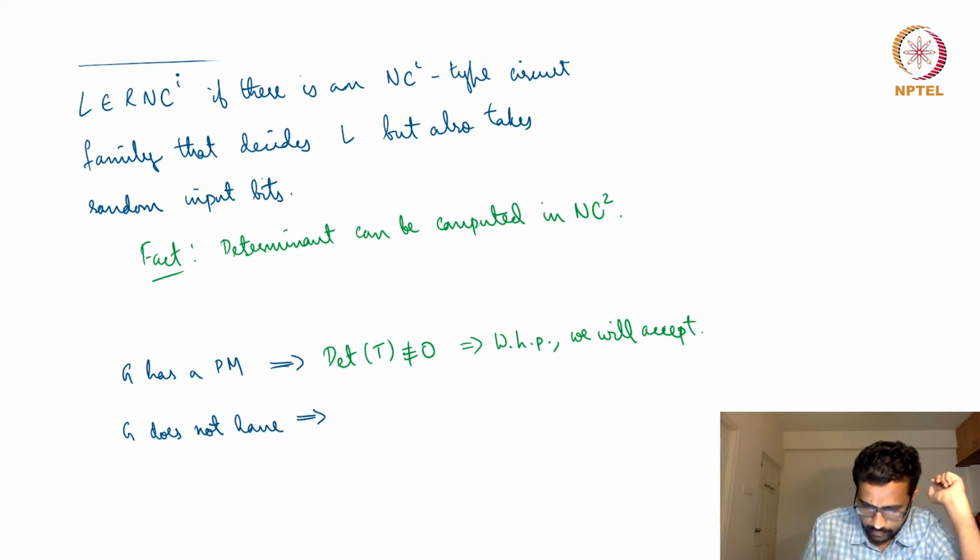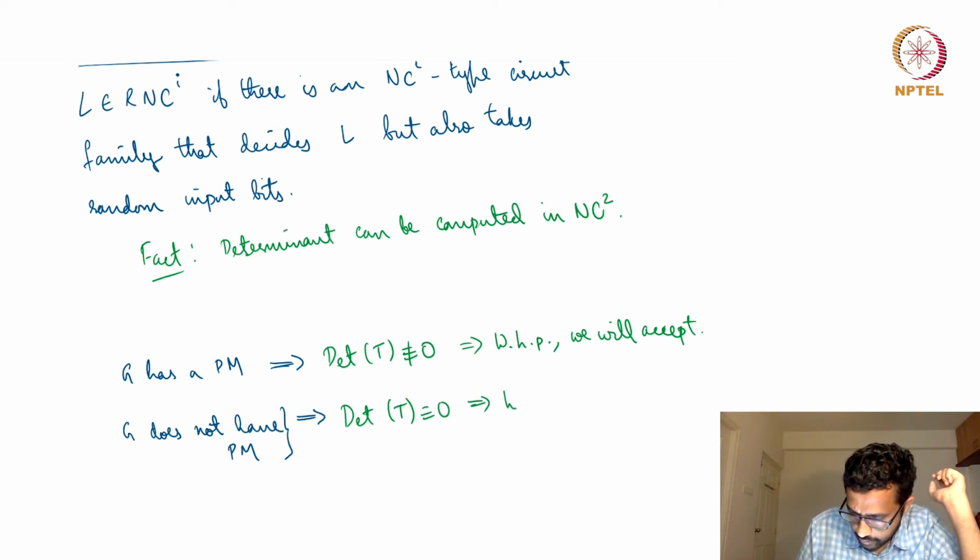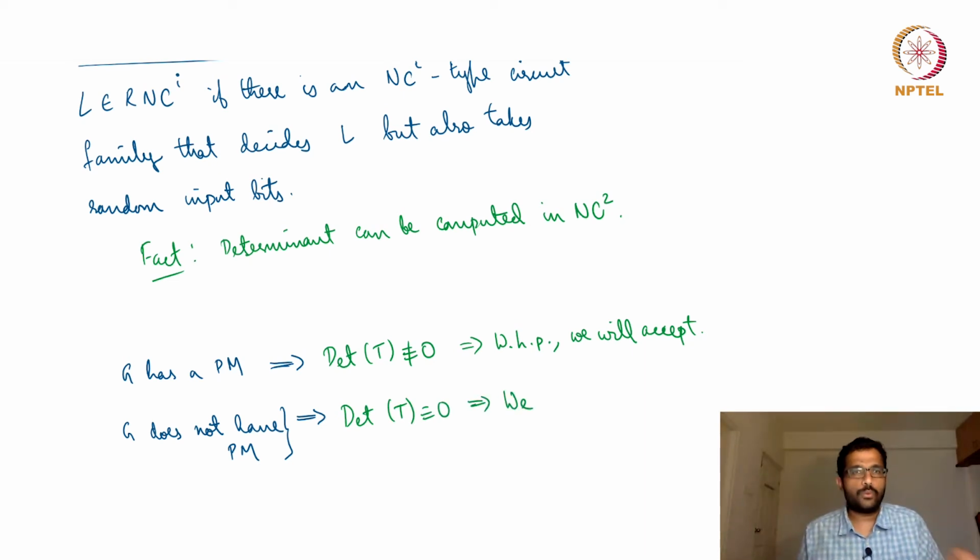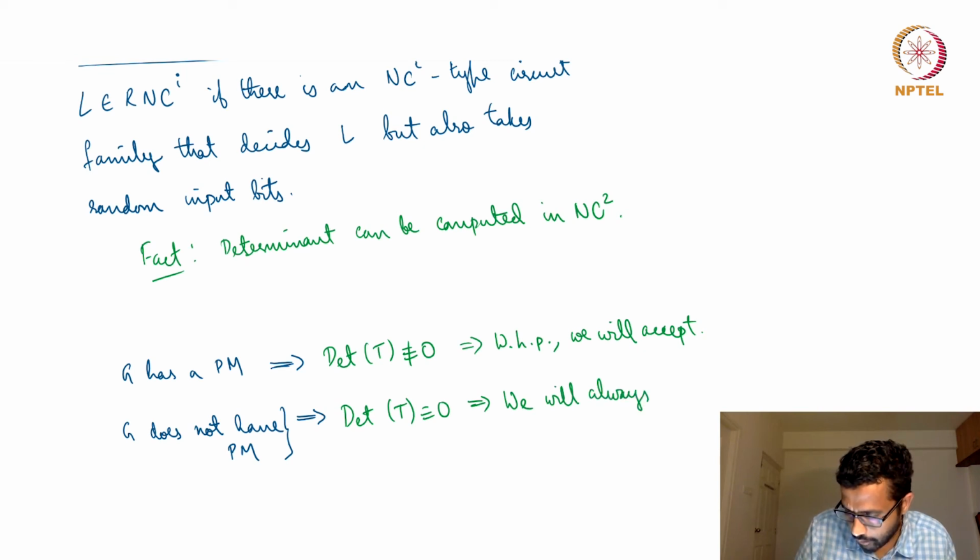If the graph does not have a perfect matching, then the determinant of T will be 0, which means whatever values you substitute, the determinant will still be 0. So it's not high probability now, we will always reject.